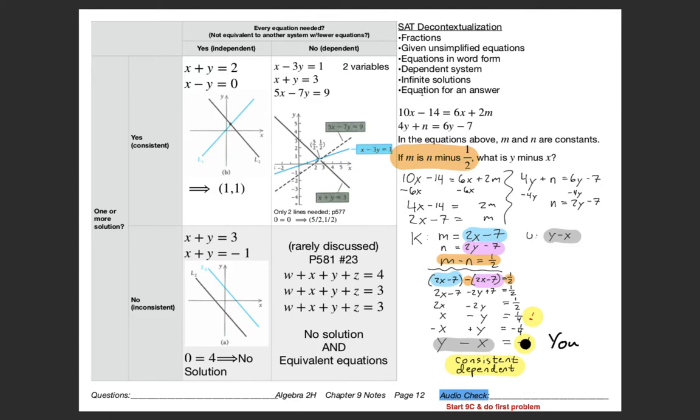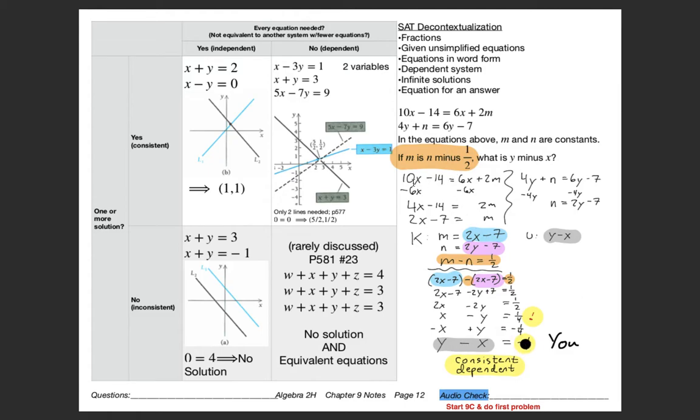And then, on top of all that, there's an equation for an answer. They want to know what is y minus x. And at the end of all this, you're going to be able to say y minus x is equal to a number. It doesn't tell you what x is. We don't end this by knowing what x is or what y is, but we can say that y minus x is a number.